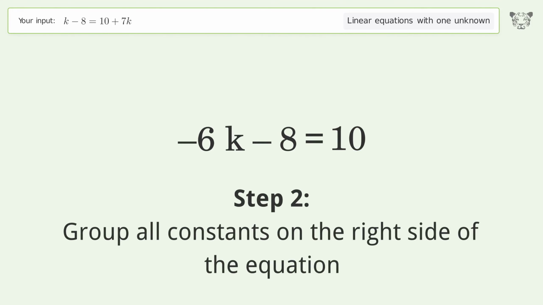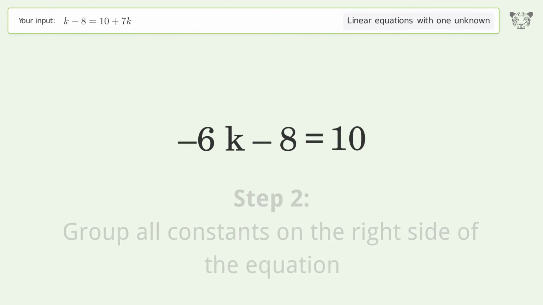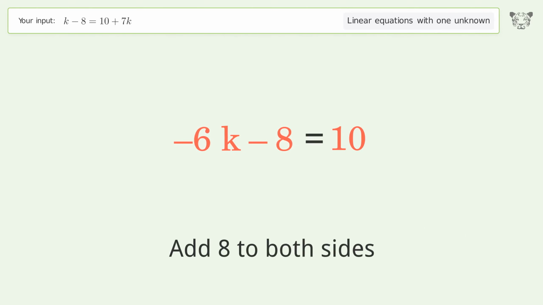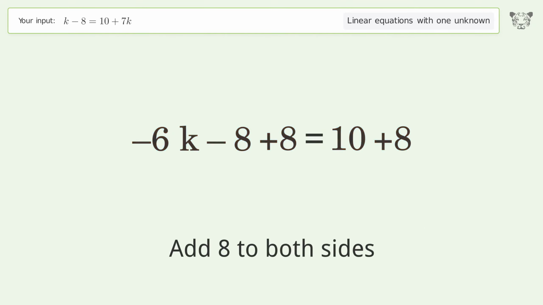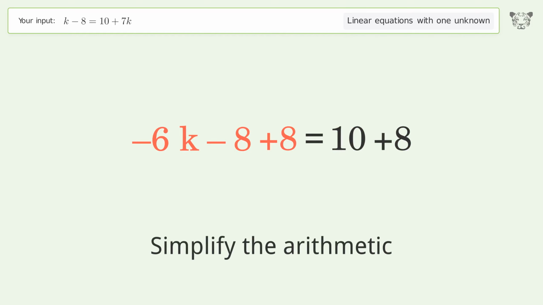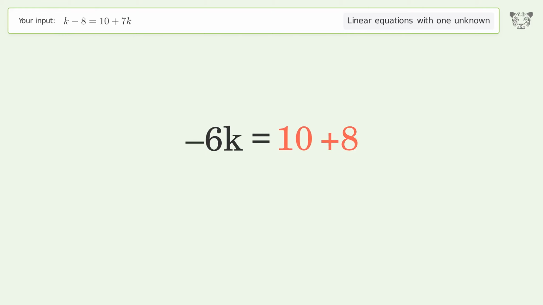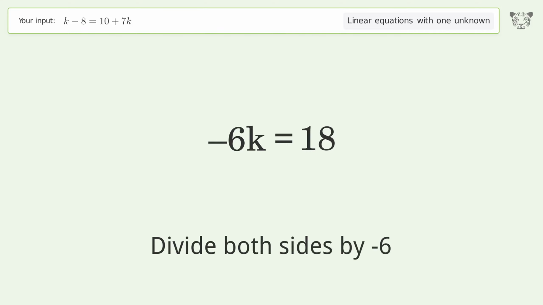Group all constants on the right side of the equation. Add 8 to both sides. Simplify the arithmetic. Isolate the k. Divide both sides by -6.